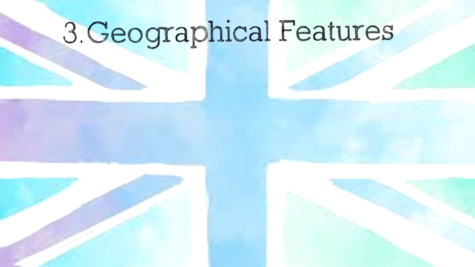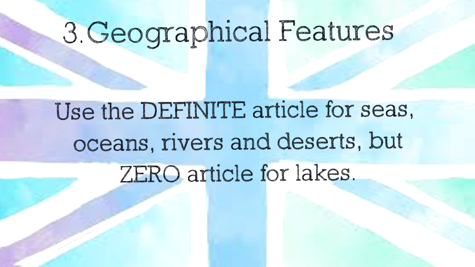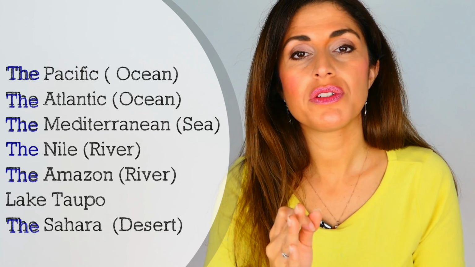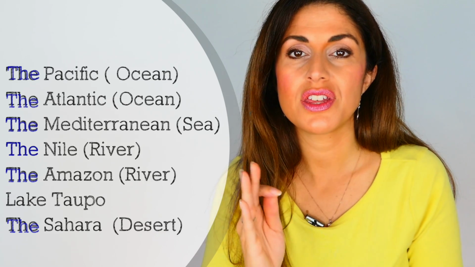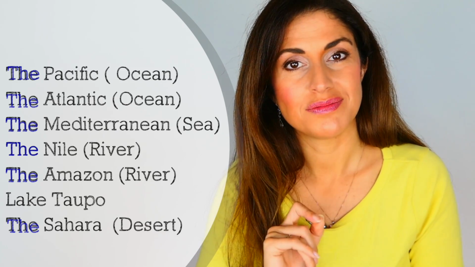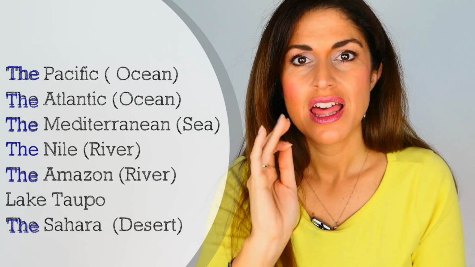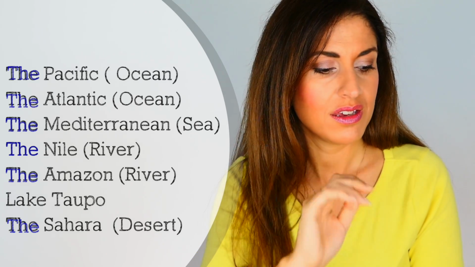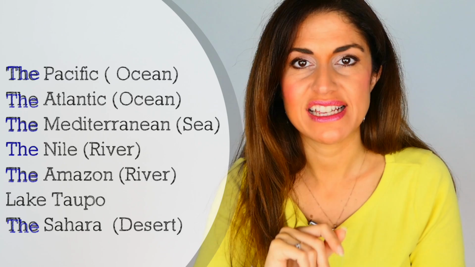Use the definite article for seas and oceans. The Mediterranean, the Pacific, the Atlantic. But for lakes, it's zero. Lake Taupo, for example. And with rivers, we would use the Nile, the Amazon, the River Thames. And deserts, the Sahara, the something desert.